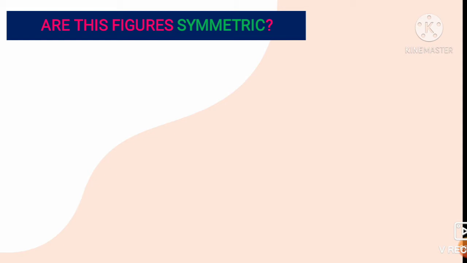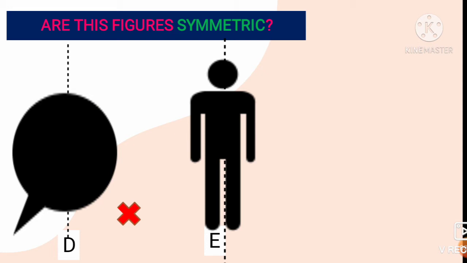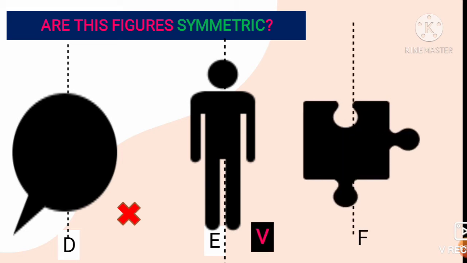So this is also a part of symmetric figures. What about this? Are these figures symmetric? How do you think? Can we flip into two exactly? No, it is not. So, what about this logo of a man? Can we flip into two exactly the same? Yes, absolutely. So this is a symmetric figure. What about this puzzle? If we flip in the middle, could it fit exactly? We don't think so. So it is not symmetric.